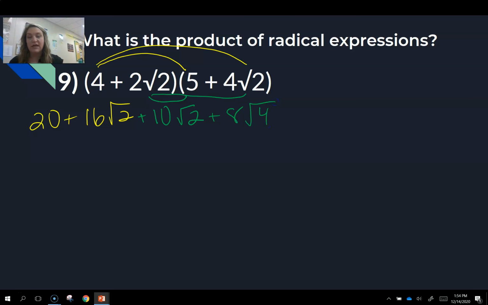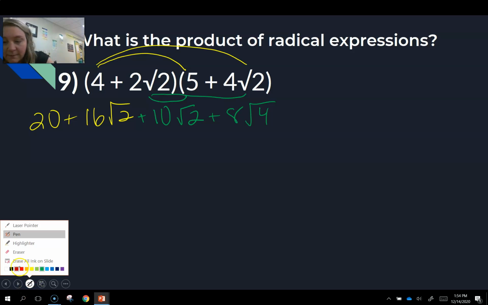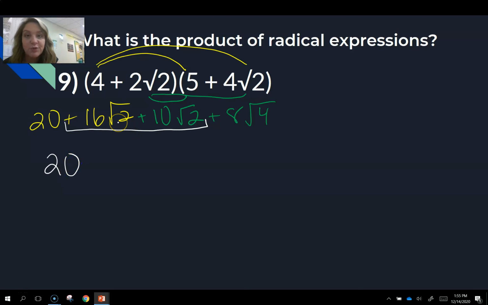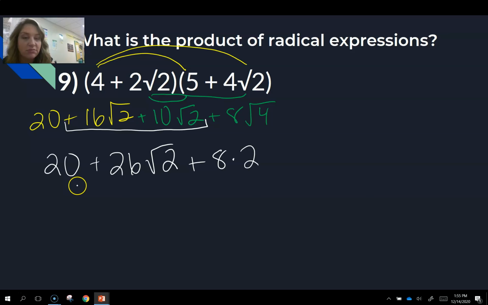All right, now let's go through and simplify anything that I might see. I notice that these pieces in the middle both have a square root 2. I can add them. So 20 is still here. 16 square root 2 plus 10 square root 2 is going to give me 26 square root 2. I also notice on the end, 8 times the square root of 4, well, the square root of 4 is 2. So that's the same thing as saying 8 times 2.